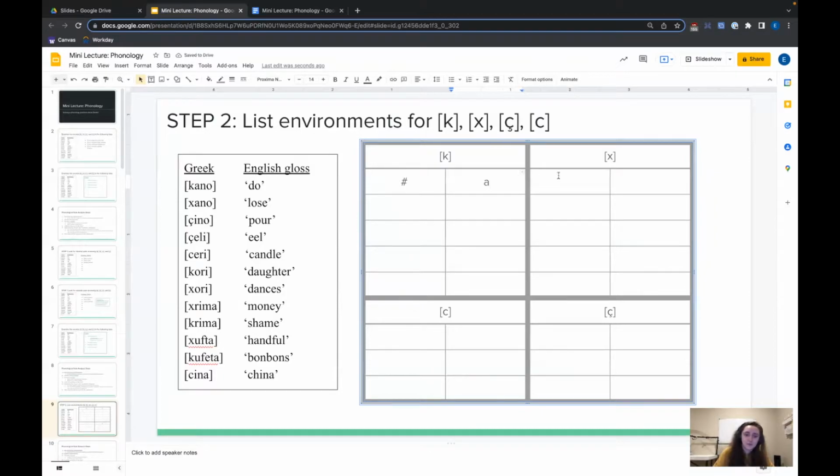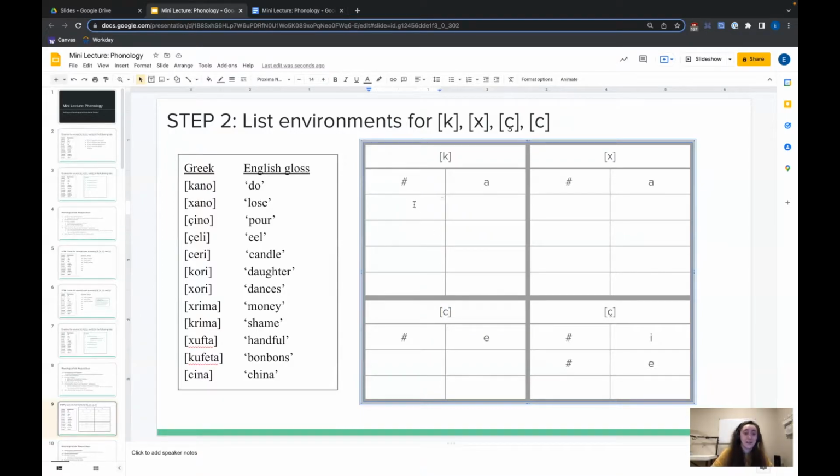And then for the word that means lose, we have at the beginning of the word, also followed by ah. And then for the word that means pour, beginning of the word followed by the E vowel represented with the lowercase I. And then for the word that means eel, it's also the beginning of the word followed by the letter E, but the vowel is more like an eh sound. And then for the one that means candle, same thing, but put it in the correct spot of the table because this is the one without the little curl at the bottom of it.